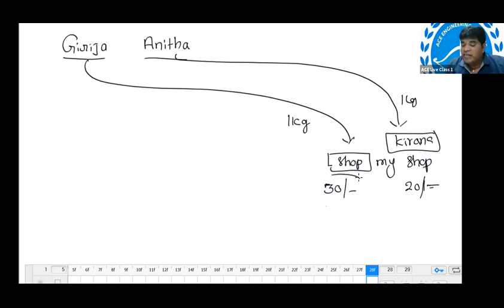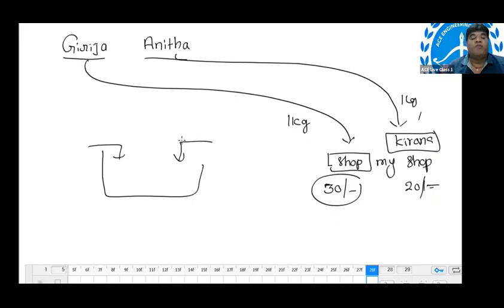She took 1 kg rice, already I know. Anita also took 1 kg rice, already I know. That's the reason this 1 kg rice and this 1 kg rice, I am mixing in a new bowl. So in the new bowl, how many kgs in total? 2 kg in the new bowl.